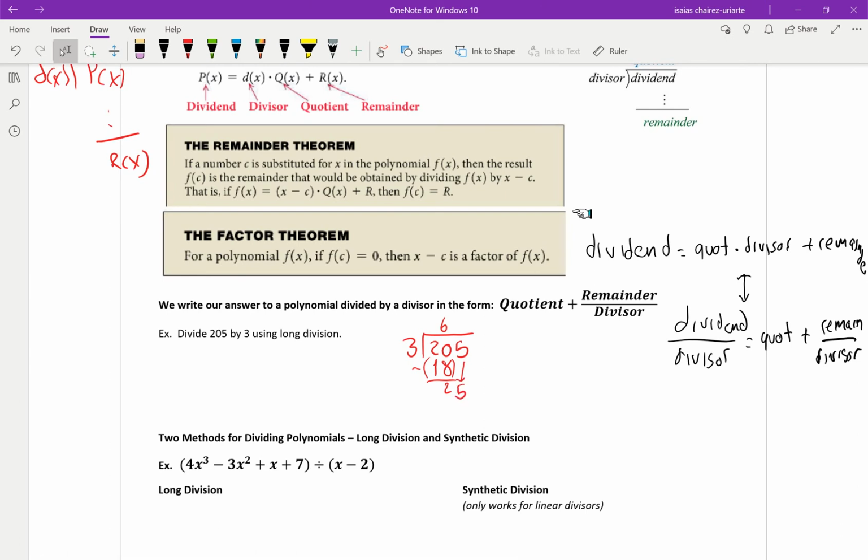So 25. How many times does 3 fit into 25? I think that would be 8. So that's 24. And I have a remainder of 1. So in this whole scenario, what we can say is that the 3 is called our divisor, the 205 is our dividend, and we have a remainder of 1.